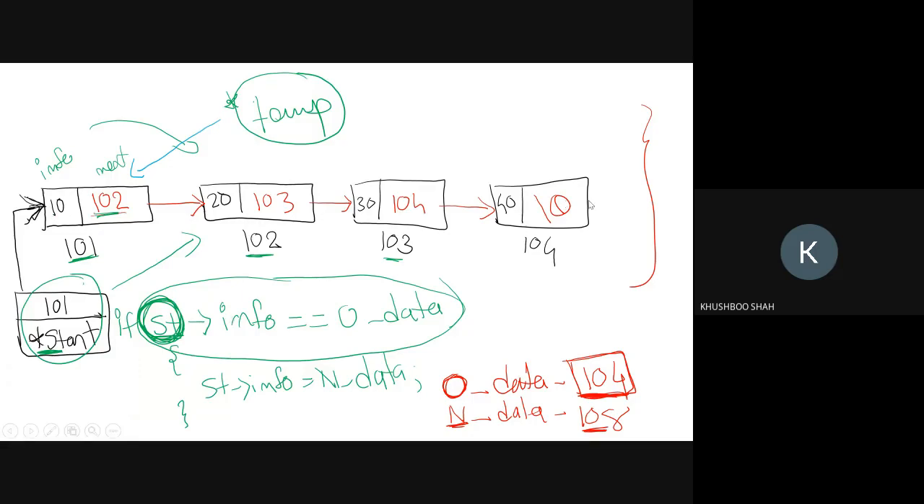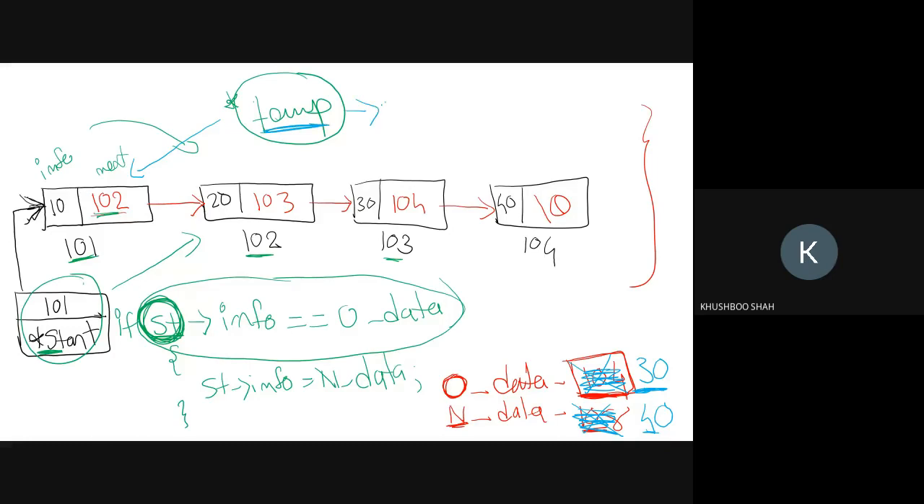I made a mistake, guys. Actually 10, 20, 30, 40 are the data, not 104, and the addresses are 101, 102 and so on. I took 104, but we are talking about the data. So 10, 20, 30 and 40 we need to focus on. Let's say the user is saying that I want to replace the 30 with the value 40. So I'm searching for the 30. My temp, first I'll start from the temp.